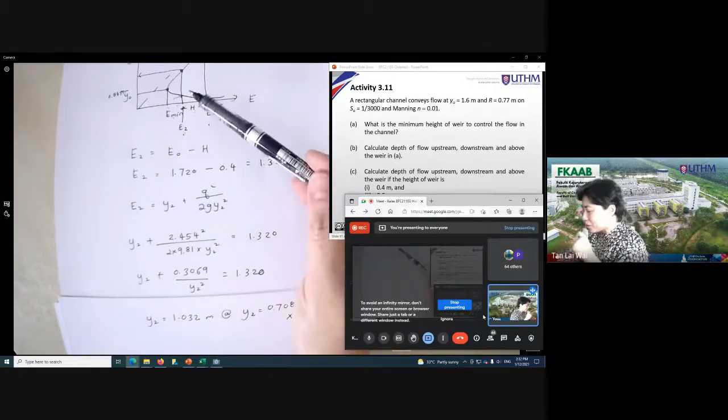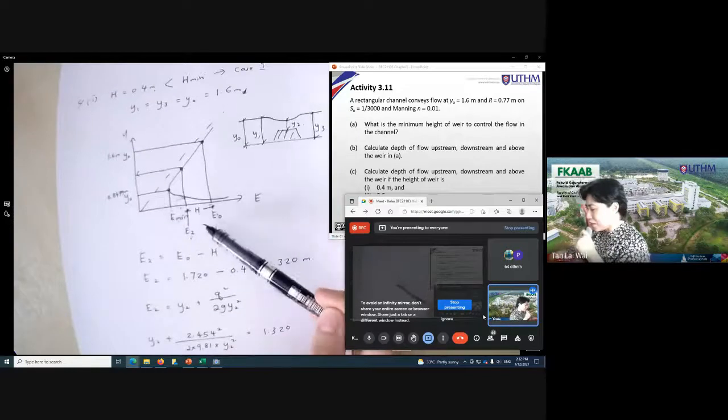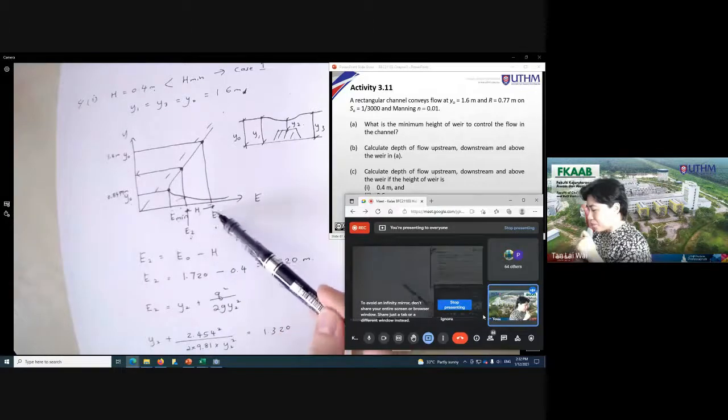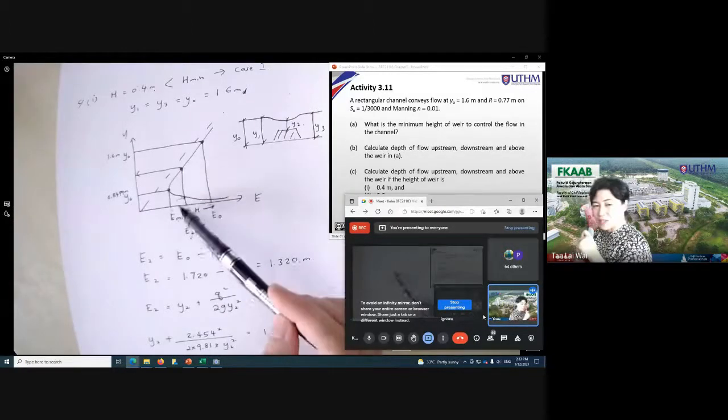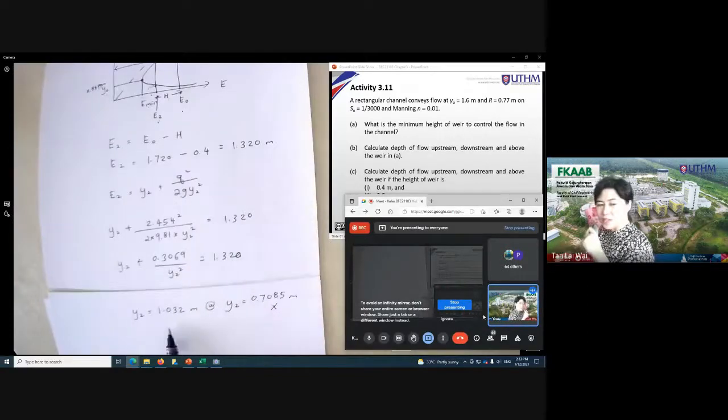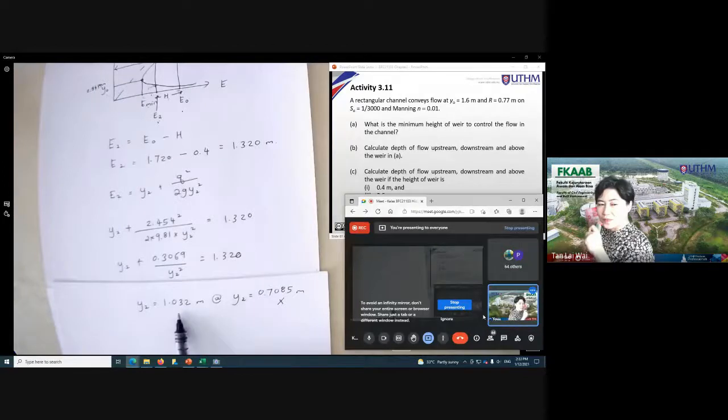Remember I told you, this is the alternate depth. That means for a specific energy, provided it is not the minimum, there are two depths. So in this case I only accept one depth, which is this one here. You can substitute this value into this expression and you'll get 1.32 as well. But this is not acceptable because this is supercritical depth.